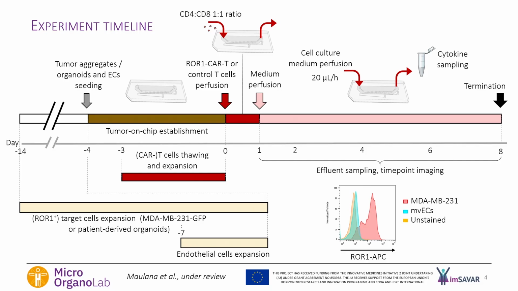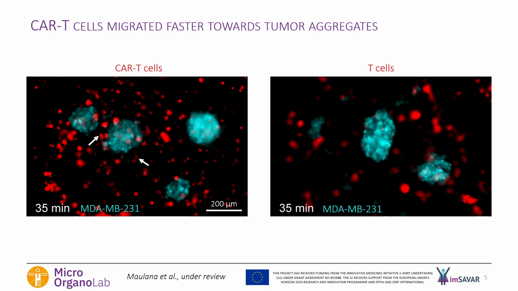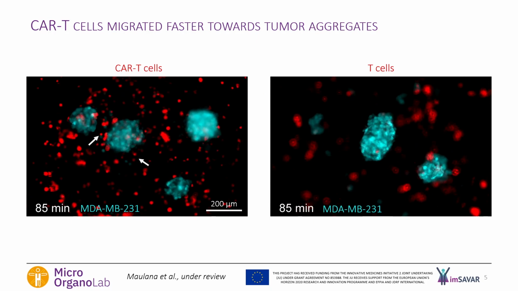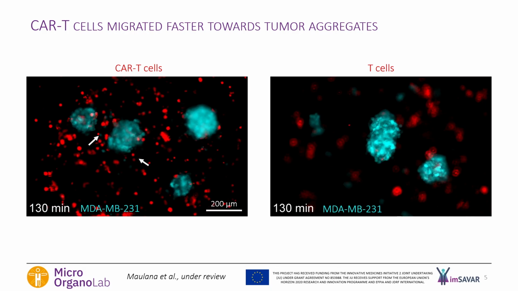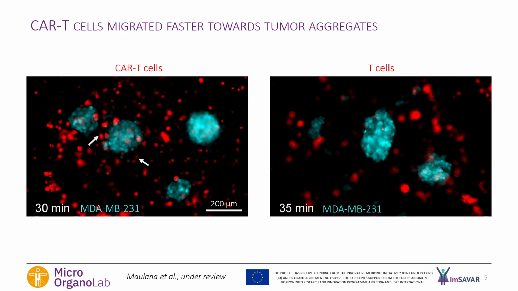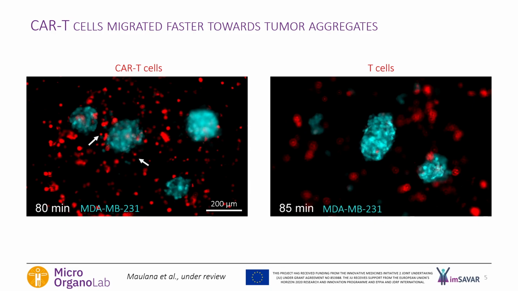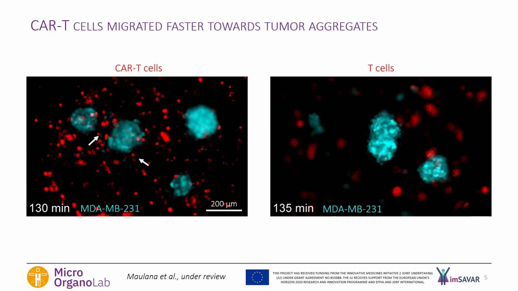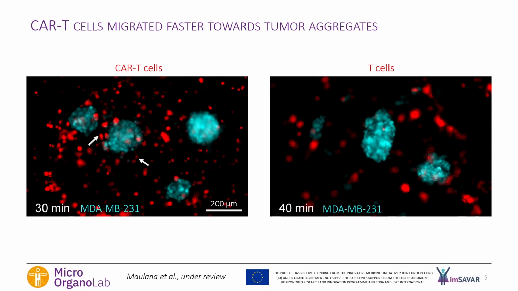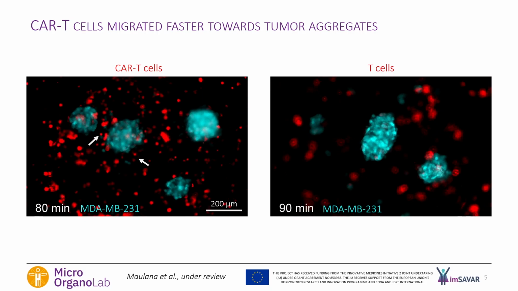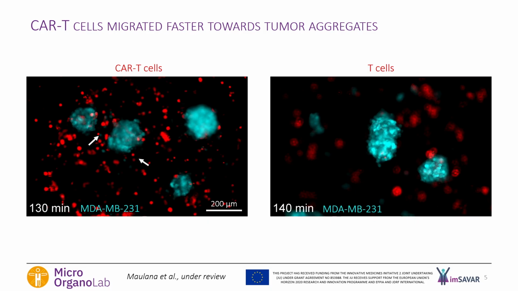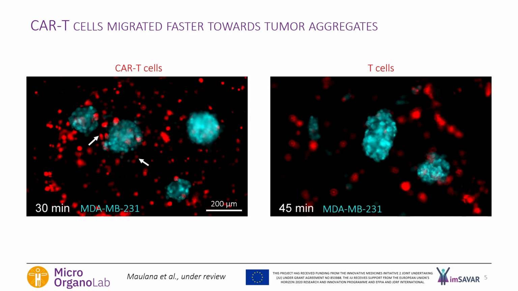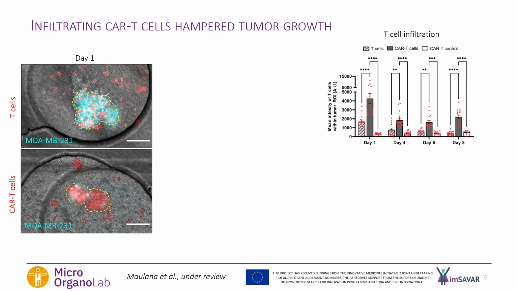What we then saw is, for example, within the first 2.5 hours, the CAR T cells actually migrated towards the tumor aggregate faster compared to the control T cells. As you can see, the CAR T cells are going towards the focal plane of the tumor aggregates faster, whereas most of the control T cells are still located in the media channel during this period. But when we prolong the culture, we could see on day 1 that the control T cells were actually able to penetrate into the tumor aggregate.